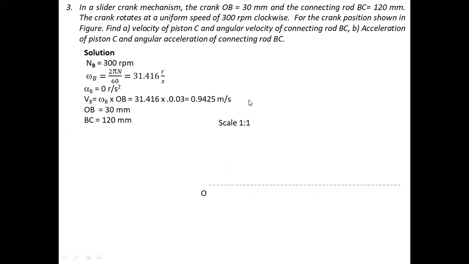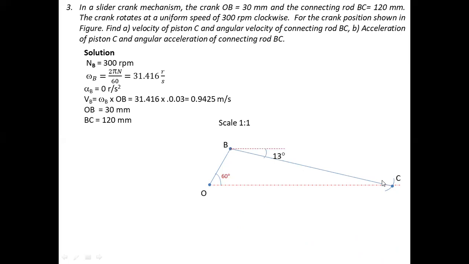So first we discuss how to plot the mechanism. Just draw one horizontal line of stroke. Then take the crank OB 30 mm at an angle of 60 degrees. Then take B as a center and cut the distance of 120 mm on the line of stroke. We'll get the location of slider C. So just mark that point C and connect the CB line.